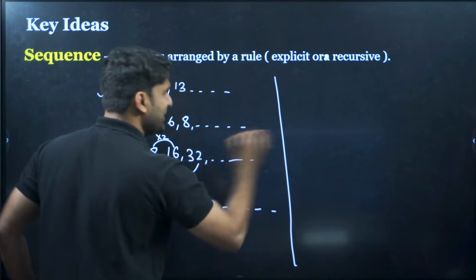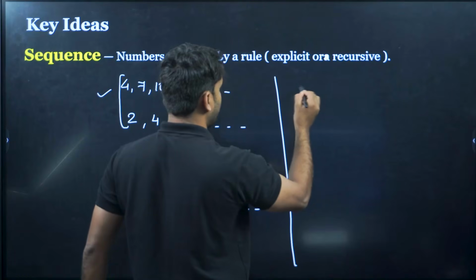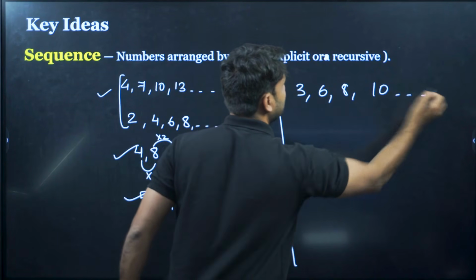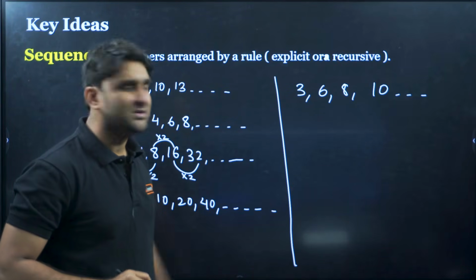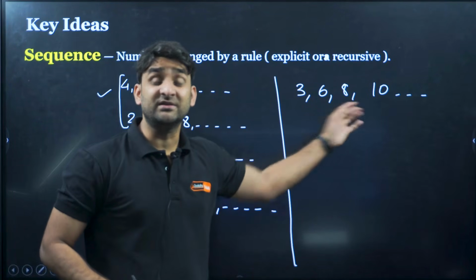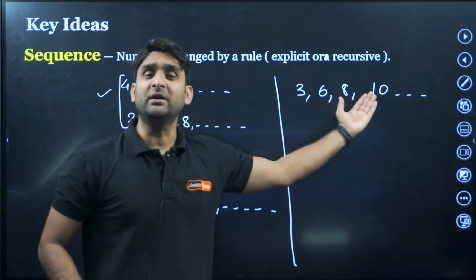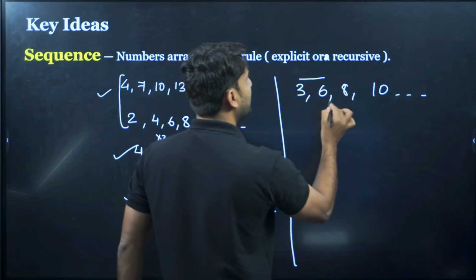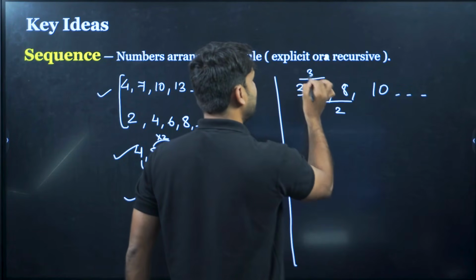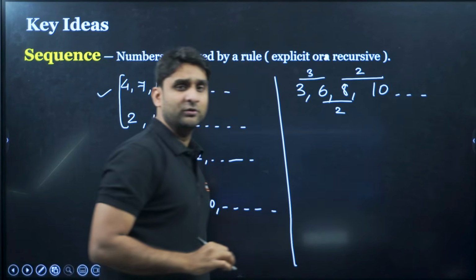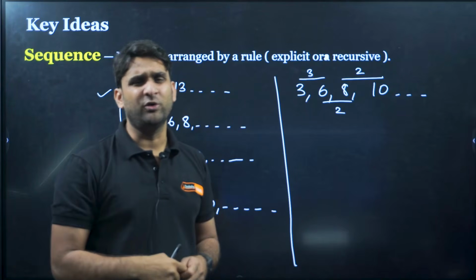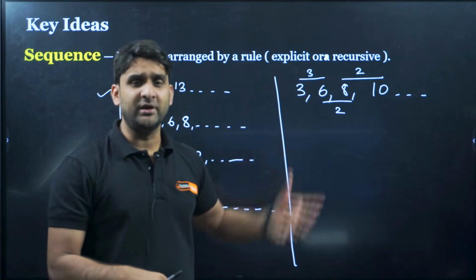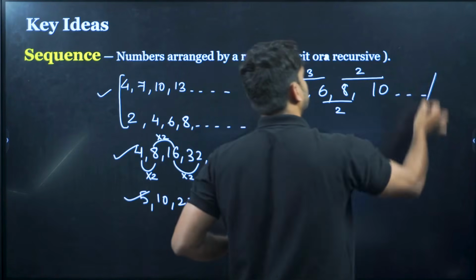Now tell me, is this a sequence or not? This is not a sequence, because the numbers that we have written here are random. There is no pattern. They are not following any rule. The difference between 3 and 6 is 3, but the difference between 6 and 2 is different. Here the difference is 3, and here the difference is again different. So the given numbers are not following any rule. These numbers are not arranged in systematic order. They are not following any pattern. So this is not a sequence.